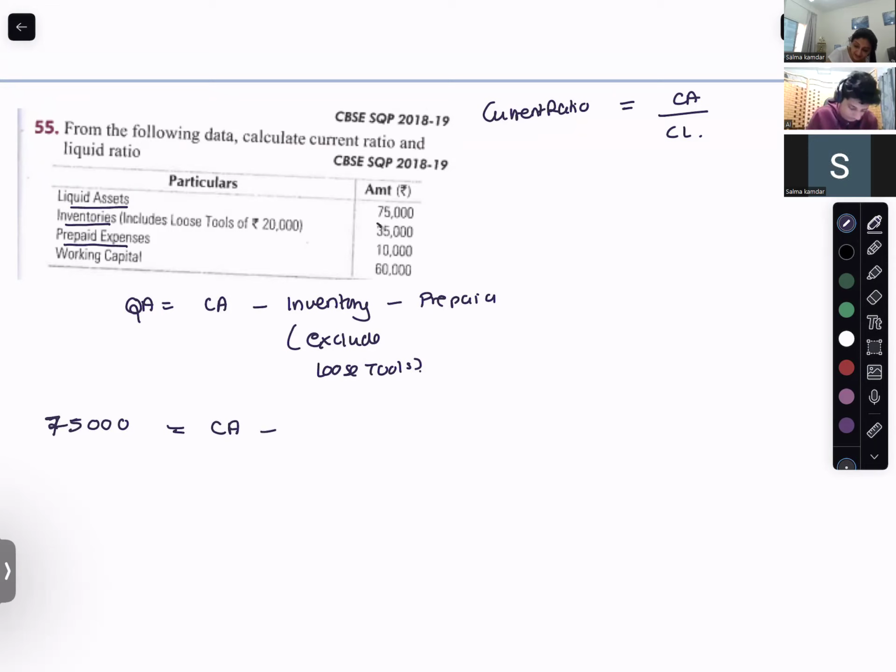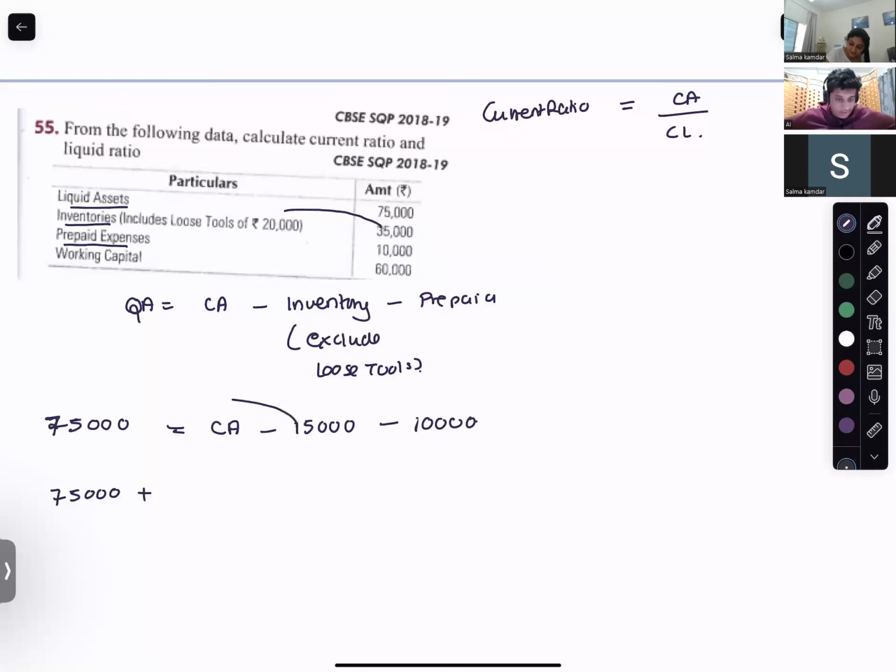Inventory including loose tools is 35. So inventory excluding loose tools will be how much? 15. Prepaid is 10. So current assets would be 75,000 plus 15,000 plus 10,000 equal to 100,000. So current assets is equal to 100,000.